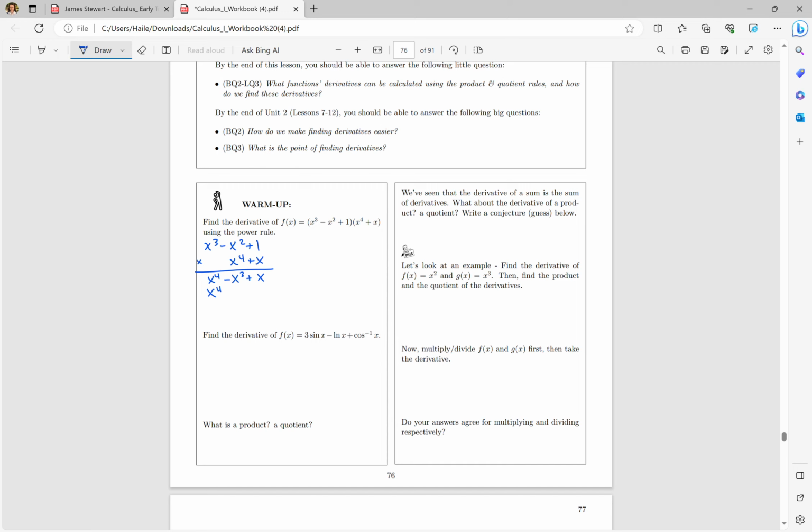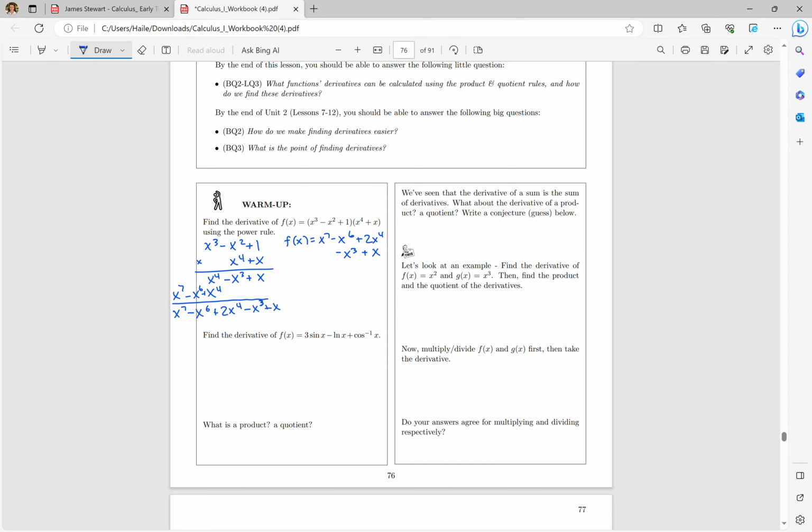Negative x squared times x to the fourth is negative x to the sixth. And then x to the fourth times x cubed is x to the seventh. We line up the terms that have the same exponent, and then we can just add going down. So we have x to the seventh minus x to the sixth plus 2x to the fourth minus x to the third plus x. I'm just going to copy that multiplication over here: x to the seventh minus x to the sixth plus 2x to the fourth minus x cubed plus x.